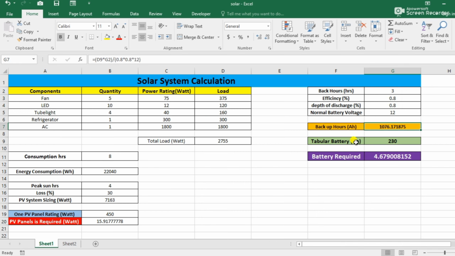So the tubular battery Ah rate is 230. This is the standard value. And last we can calculate the battery required, so we apply this formula G7 divided by this value 230, so we can get 4.67.